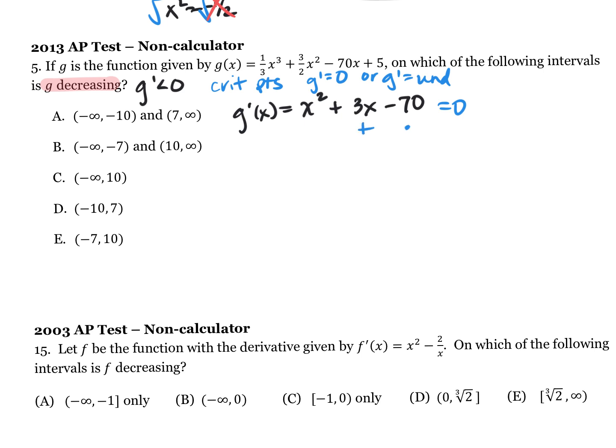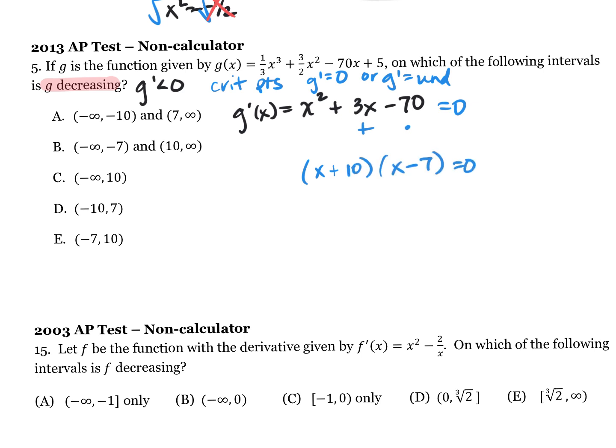What multiplies to be negative 70 and adds to be 3? 10 and a 7. 10 and a 7 multiply to be 70, and they're 3 away. Which one's negative? The 7 will be negative. So we got x plus 10, x minus 7.